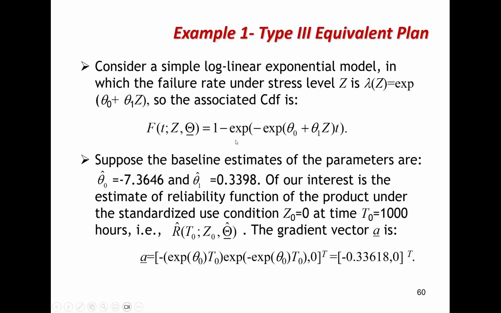And then suppose the baseline estimates of the parameters are the following: theta 0 hat, theta 1 hat. Of interest is to find the estimated reliability function of the product under the standardized use condition, where z0 equals 0, at time 1,000 hours. We want to estimate the corresponding reliability at this use condition after 1,000 hours. And the gradient vector A can be expressed as follows.